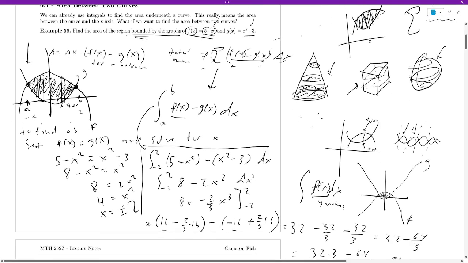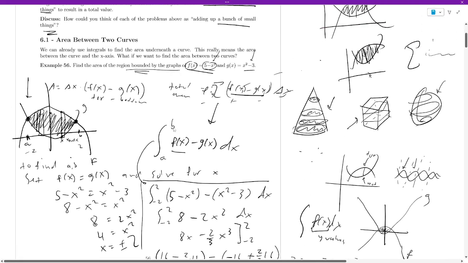Okay, so just a recap. To find the area between two curves, basically, we just write down the integral of top curve minus bottom curve. We have to do our bounds, so we have to solve for the intersection of the two curves to get the bounds. And that means set the equations equal and solve for x. Cool. So pretty straightforward.